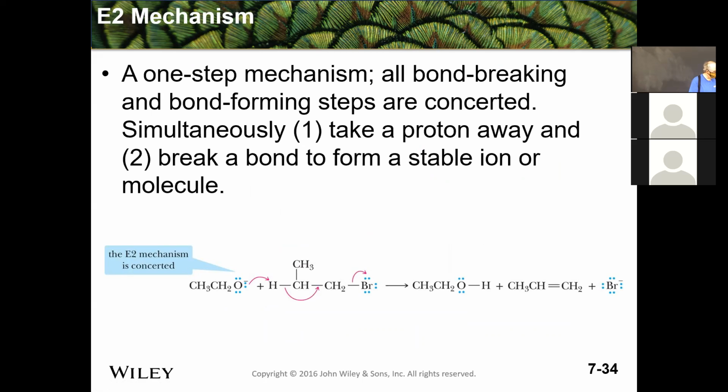In the E2, everything happens at once. Here we've got a strong base. It removes the beta hydrogen, we form the double bond, we kick out the halide all in one step. Zaitsev's rule also applies to the E2 mechanism.